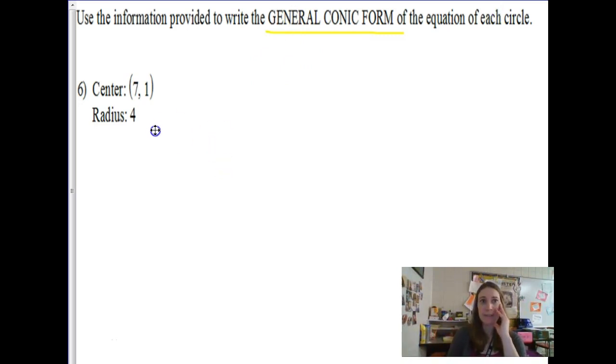The useless form that all the SAT and ACT tests love. All right, so we're going to start with standard form because that's the best. It's the easiest one to start with.